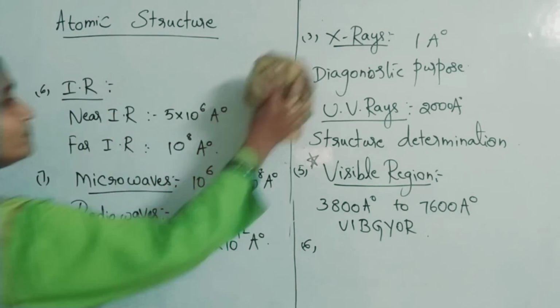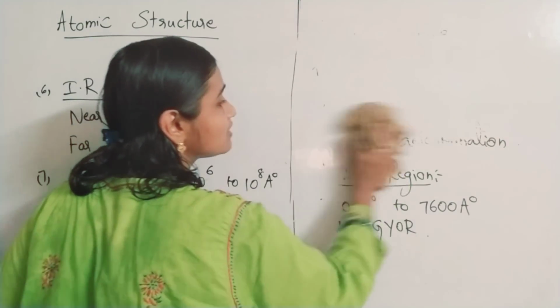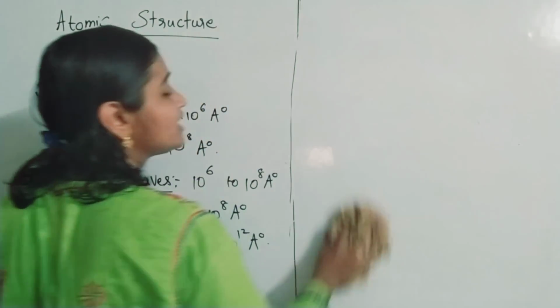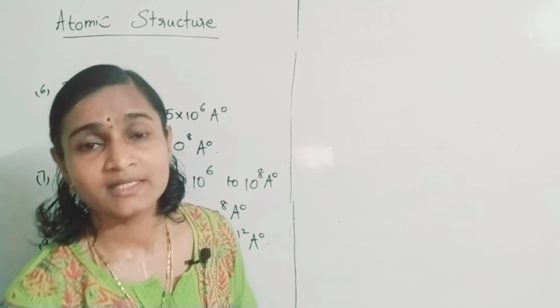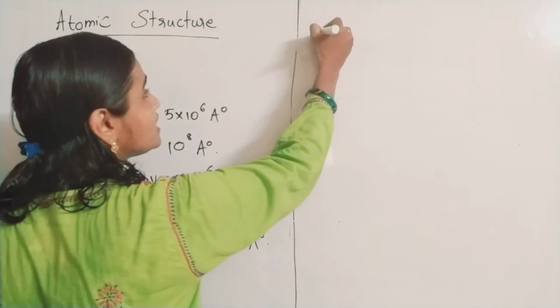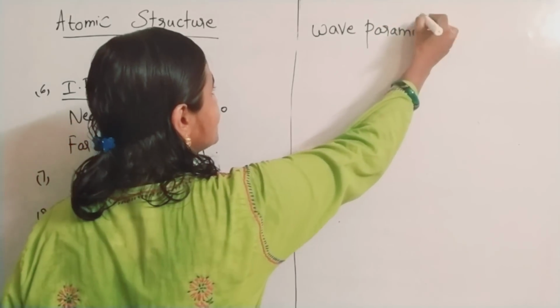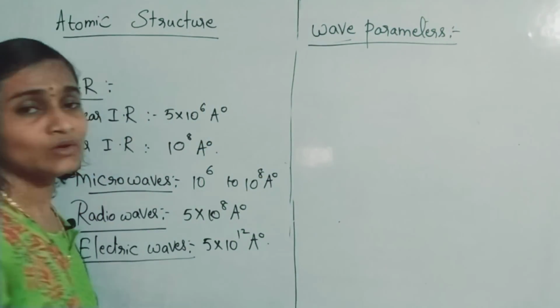Now coming to the next thing we have to learn: wave parameters. What are wave parameters? If you have to learn about certain waves, you have to know the characteristics possessed by a wave. So keep the side heading wave parameters. You all know that.